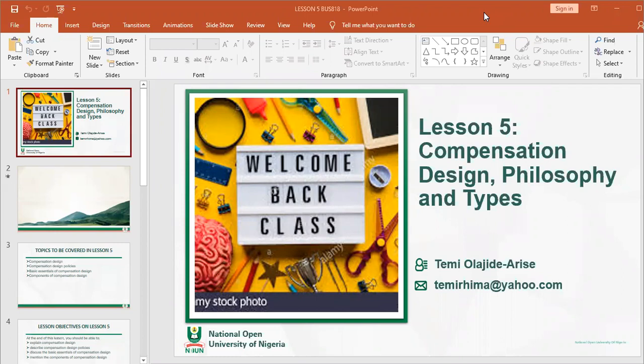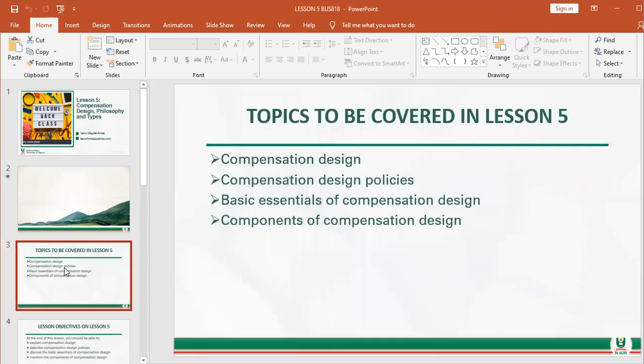And we move on to lesson 5, and our topic for today is compensation design, philosophy, and types. I welcome you all to class again. The topics to be covered in this lesson are compensation design policies, basic essentials for compensation design, and lastly, components of compensation design.